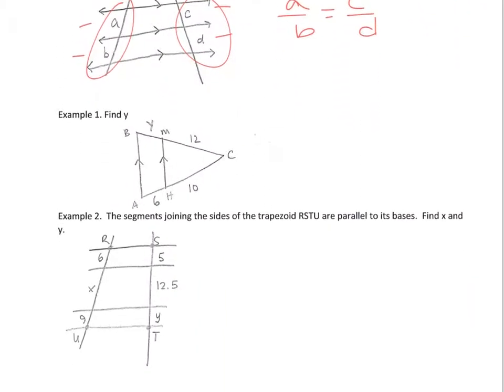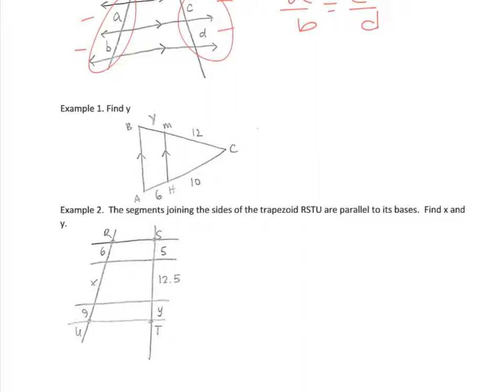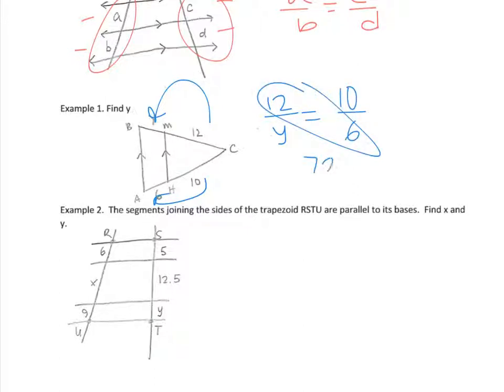So to use this, let's solve for y. So I have 2 parallel lines, and sometimes you might not be given the parallel marks. You might be given that the corresponding angles are congruent. So we know that if these 2 angles are congruent, then these 2 lines are parallel. So I'm going to do 12 is to y, and I have to be careful to go in the same order, as 10 is to 6. So this is going to be 6 times 12 is 72 equals 10y, y equals 7.2.